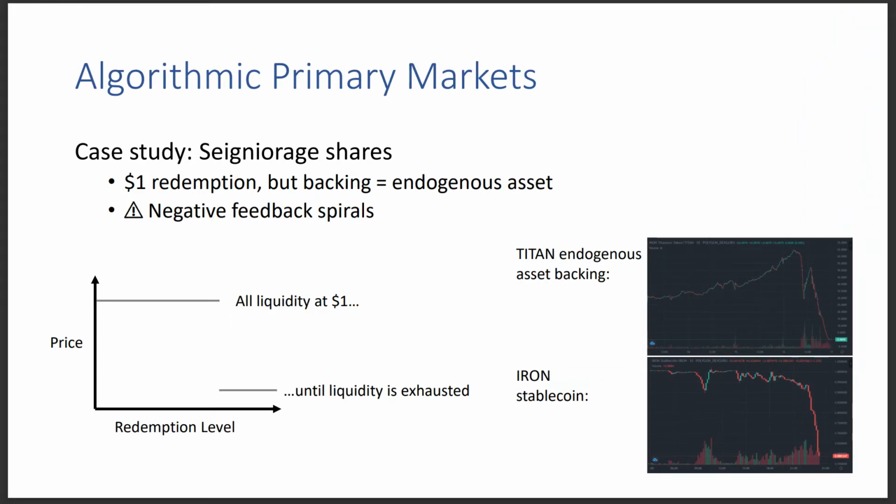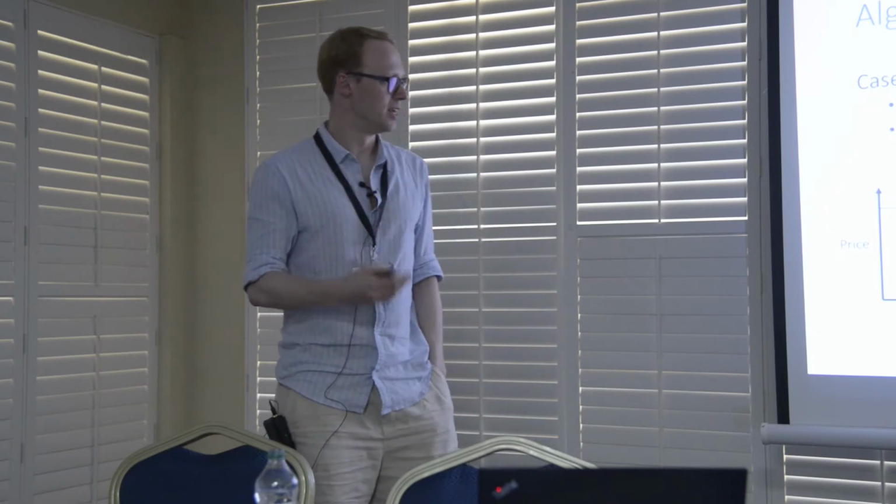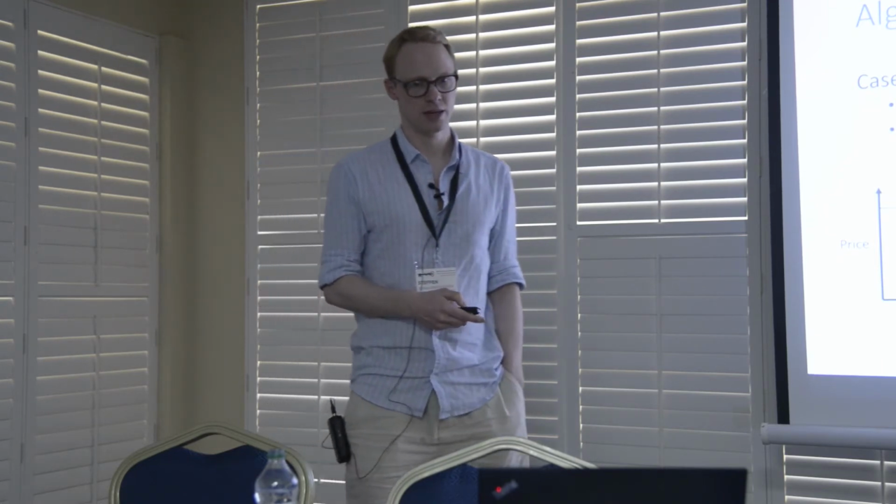Another interesting case study is a seigniorage share mechanism, where you formally have redemption at $1 worth of assets, but the backing of the coin is this endogenous asset, this seigniorage share, which can lead to negative feedback spirals. And so what we should expect is, again, something like this, that we have redemption at $1 for a long time, until at some point confidence of the market breaks down and we very, very quickly go to zero, which is also something that was reflected, for example, during the collapse of the Iron stablecoin and its associated endogenous backing, the Titan token. So these were, as you can see, very, very correlated in their collapse.